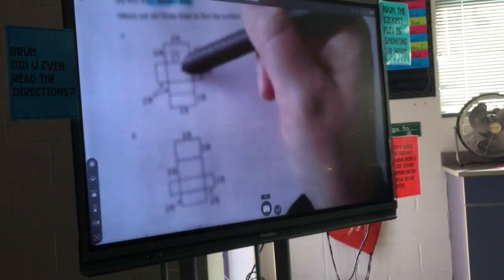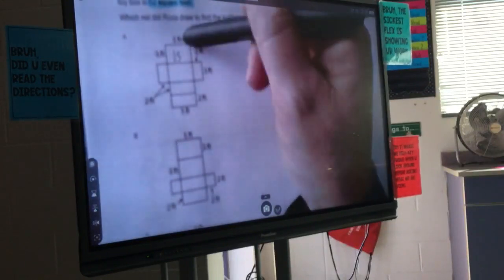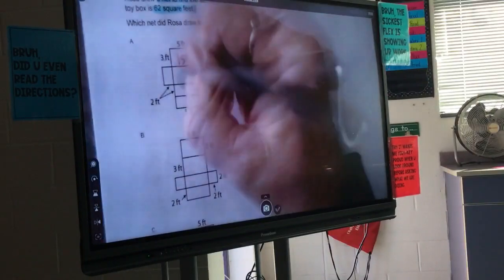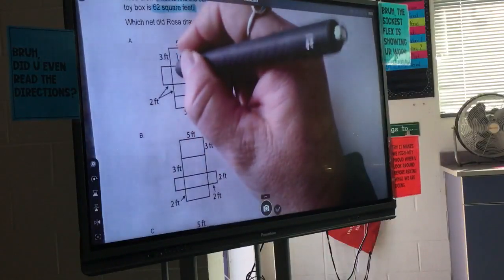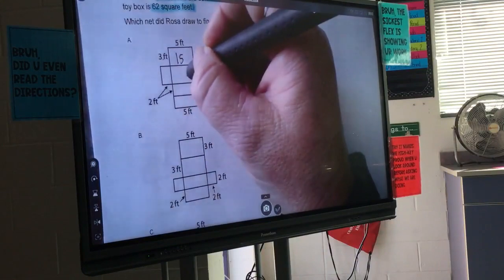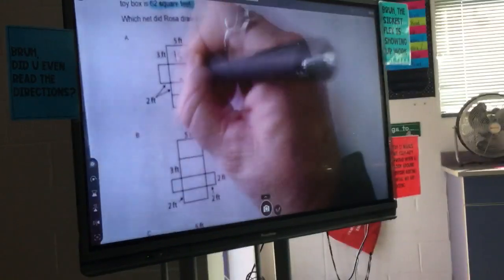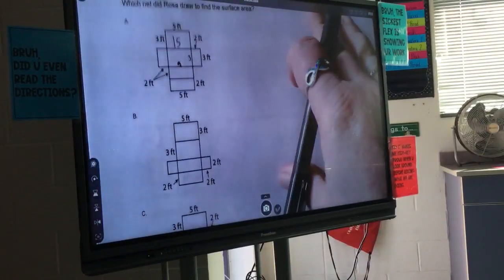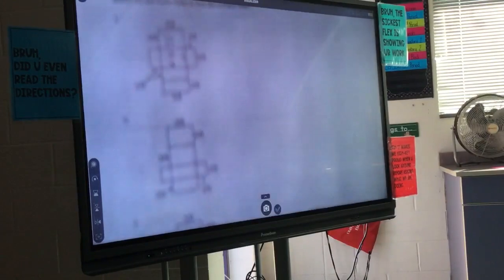Then this shape, 3 is over here, 5 is here. So what is the area of this shape? Raise your hand. Dominic? 15. All right, what do we know about our bases in a rectangular prism?